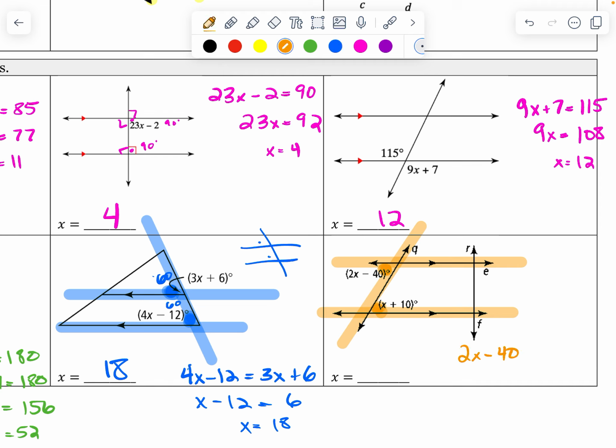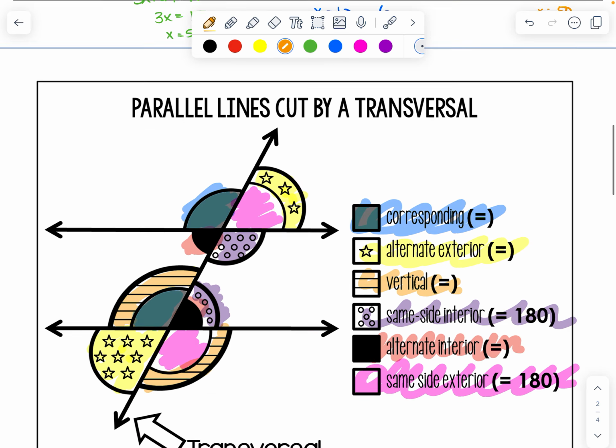2x minus 40 equals x plus 10. Minus 1x gives me x minus 40 equals 10, plus 40 to both sides. X is 50. So that's going to be 60, and that's going to be 100 minus 40 is 60. Rock on. Getting it right. Lots of 60-degree shapes here.